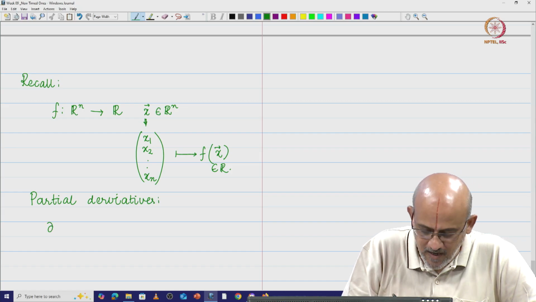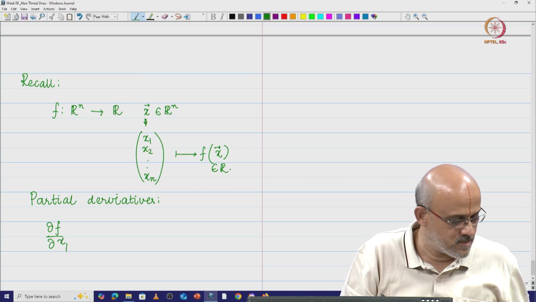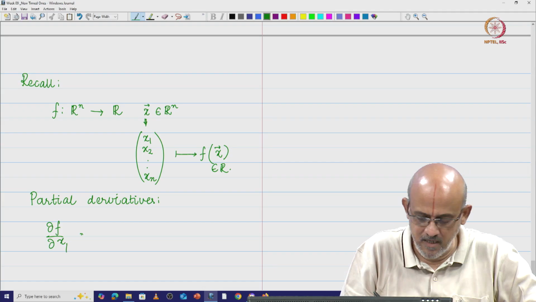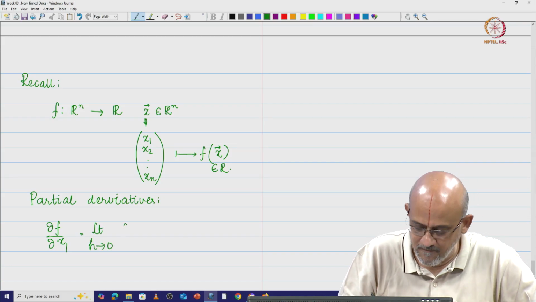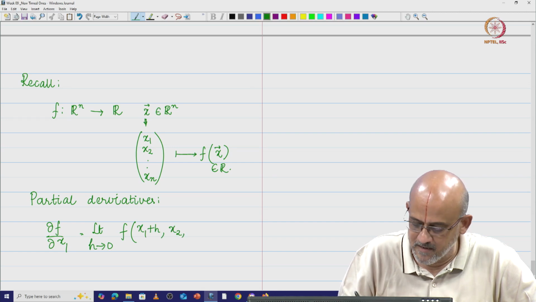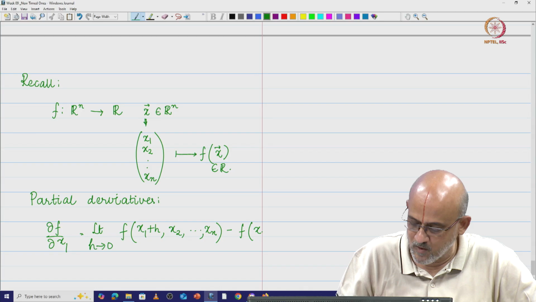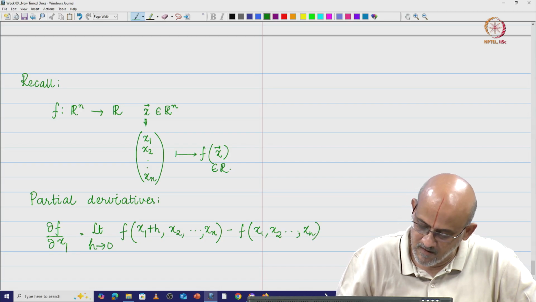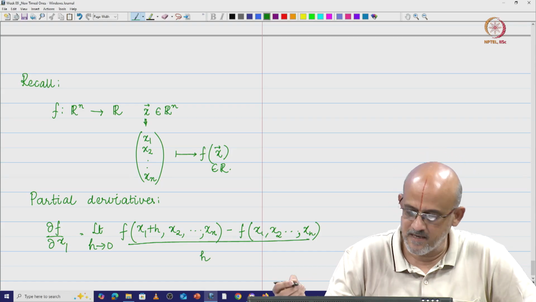We said that dou f by dou x1 is nothing but the limit h tending to 0 of f of x1 plus h, with all the other variables remaining the same, no change in them, minus f of x1, x2, etc., xn, divided by h. And you can extend this idea to all the n variables.